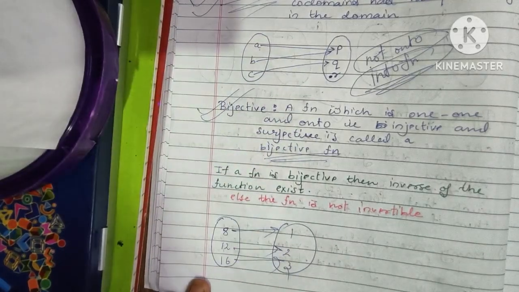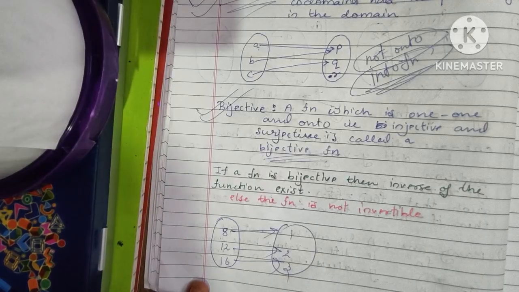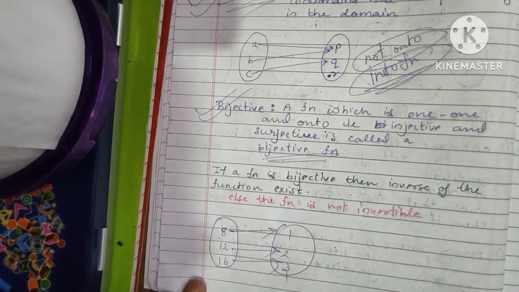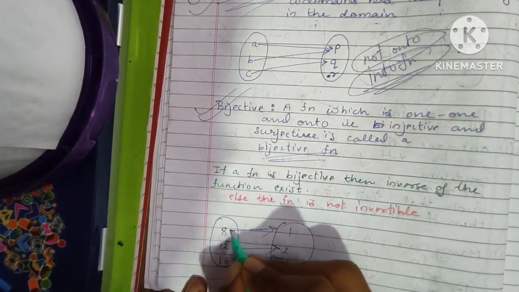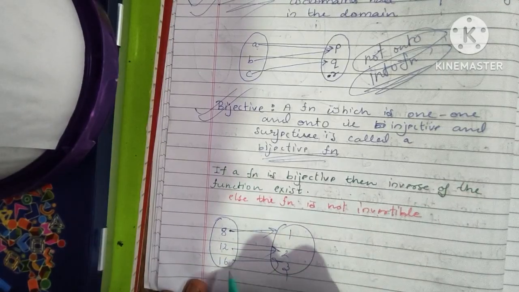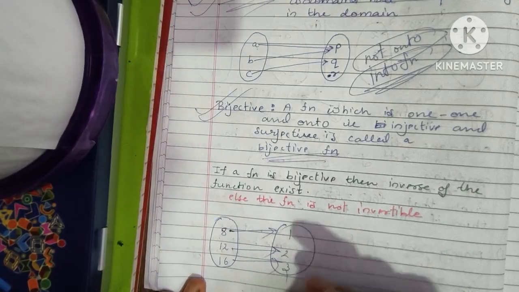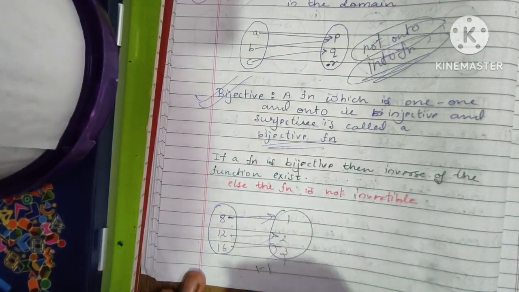It is a function. Since each element in the domain has some image, you have to check whether it is a bijective function. So different elements, 8 has image 1, 12 has image 2, 16 has image 3. Those different elements have different images. Therefore, it is a 1-1 function.